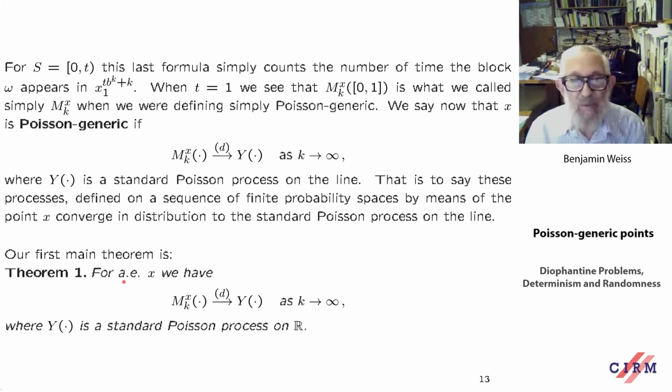And the main theorem is that for almost every x in the unit interval, these processes defined on these finite probability spaces converge to the standard Poisson process on R. Standard means that the expected number of points in an interval is simply equal to the length of the interval.